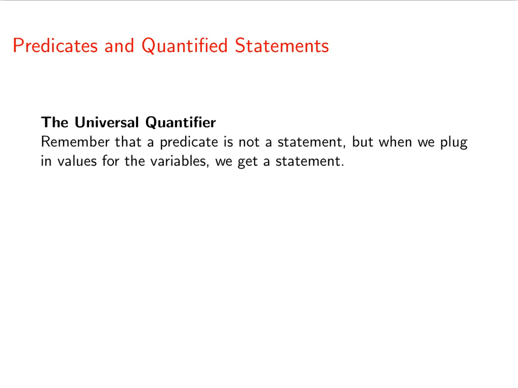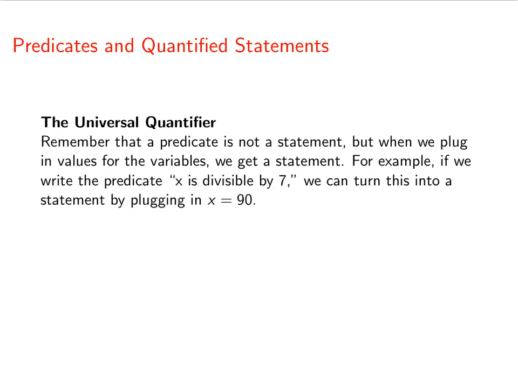So let's remember that a predicate is not a statement, but when we plug in values for the variables, then we do get a statement. Then it will have a truth value associated with it. For example, we can write down this predicate: x is divisible by 7. That's a predicate because we don't know if it's true or false. We'll turn it into a statement by plugging in x equals 90. In fact, in this case, it turns out to be a false statement.